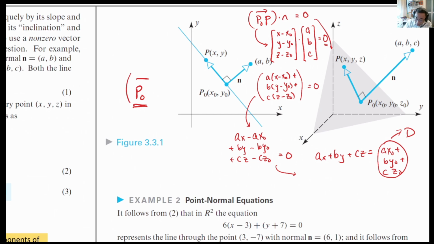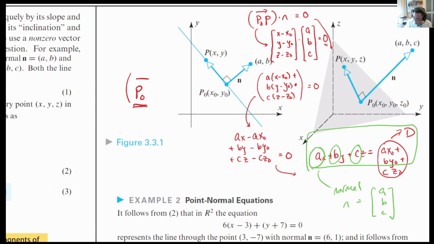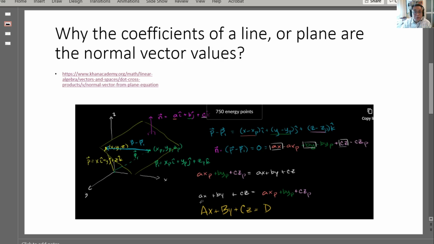What you should take note of now is that the coefficients of the normal vector n are clearly seen in a, b, and c as coefficients of the equation here. If you wish to have a good explanation of why the coefficients of a line or plane are the normal vector values, have a look at Khan Academy. Google Khan Academy normal vectors from a plane equation and you will land on this page. In this page, he did a 10 minute explanation of R3, showing very similar examples to what we have just done.